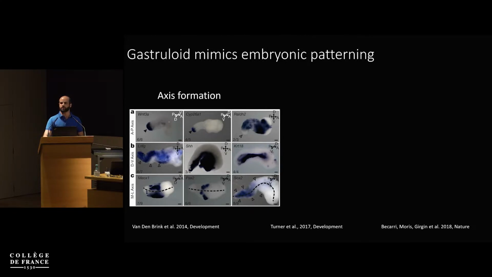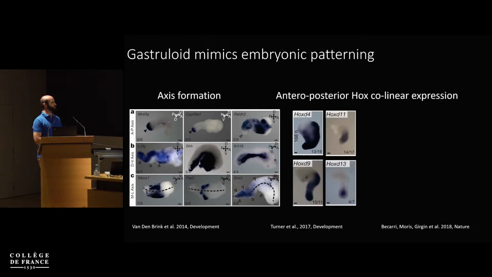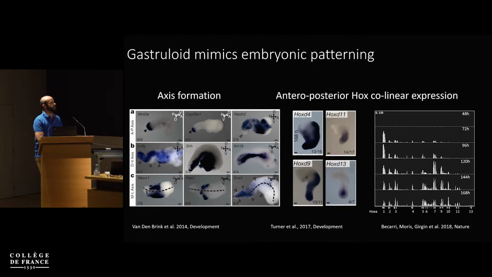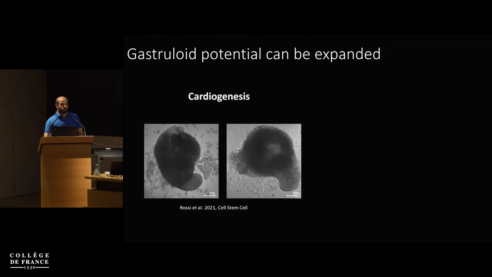The laboratory of Denis Duboule actually became interested in this structure because they are able to recapitulate the nested expression of Hox genes. You can see that this nested expression of Hox genes also has a temporal collinearity, where the order of the Hox genes, in this case the Hox A cluster, occurs progressively in time. Gastruloids can also be expanded, and I'm sure we'll hear more about that later with Jesse.